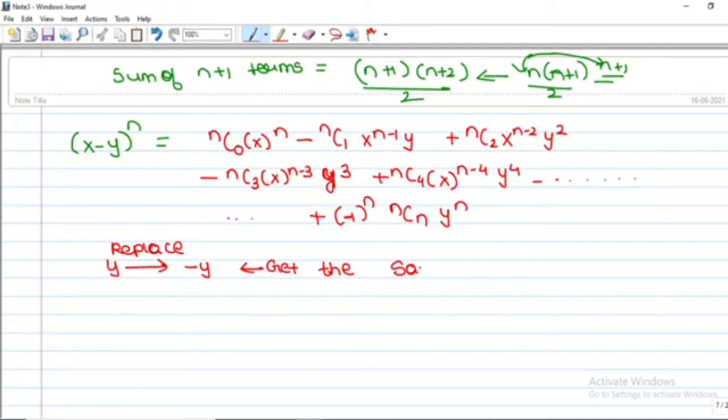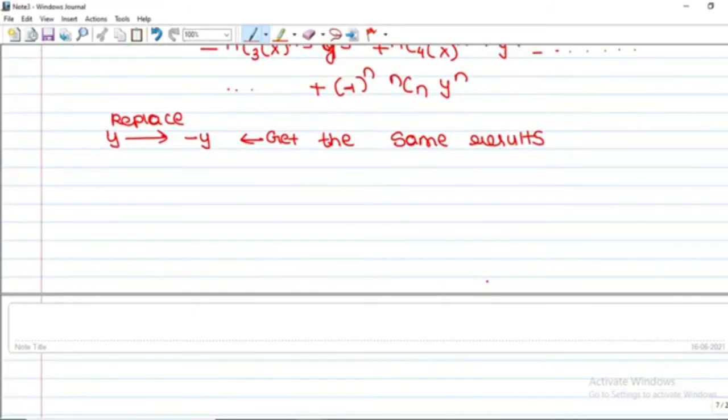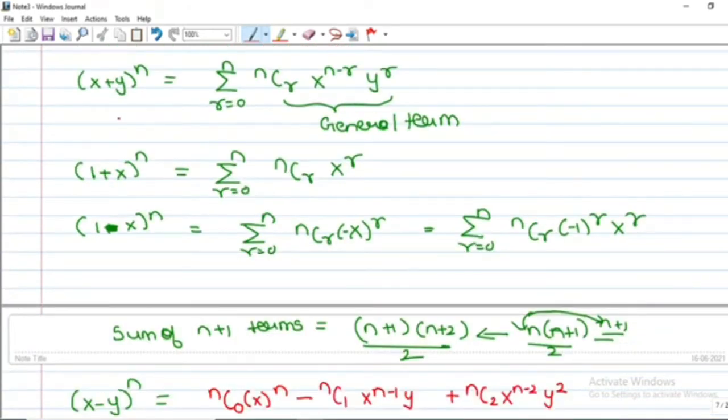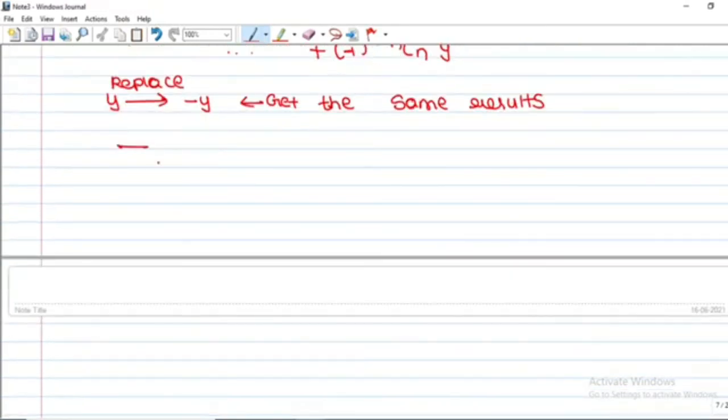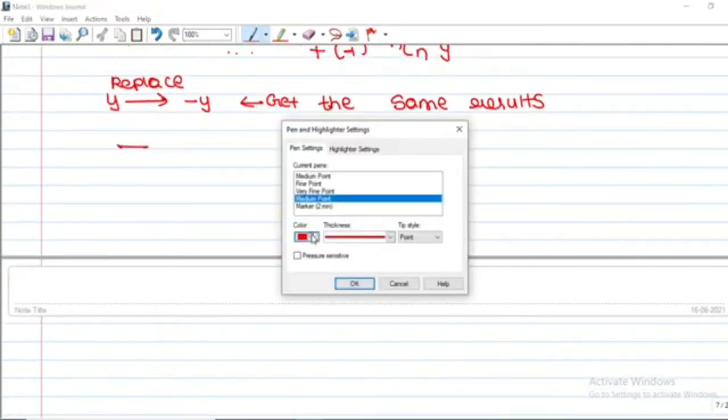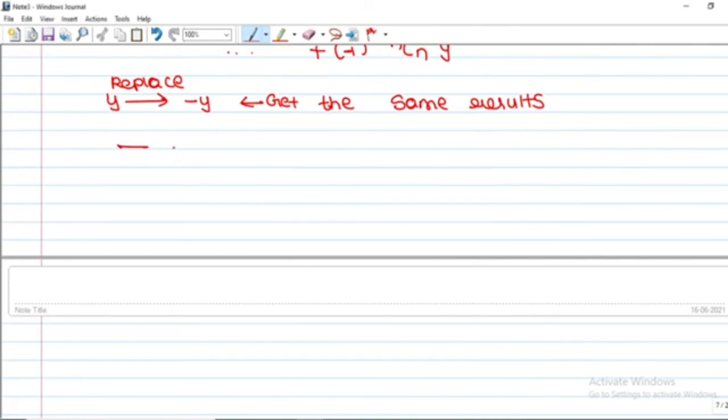You will get the same results. Now what we are going to do, we are going to see some general properties. We have discussed this minus, no issue. Now we are going to move ahead with the properties. The properties are also an important thing. So let's see the properties.